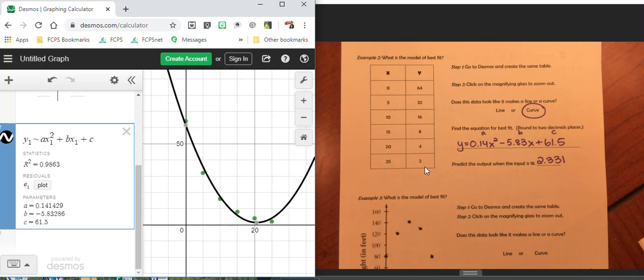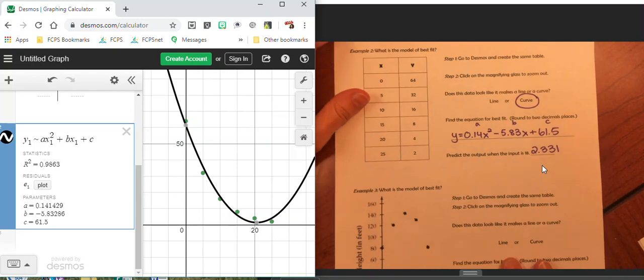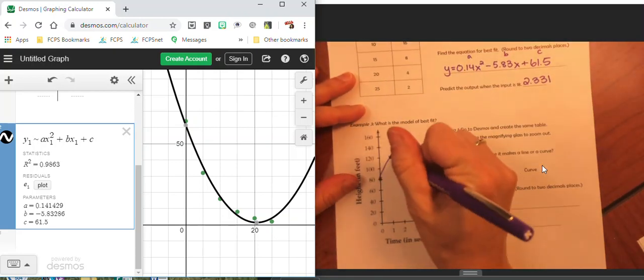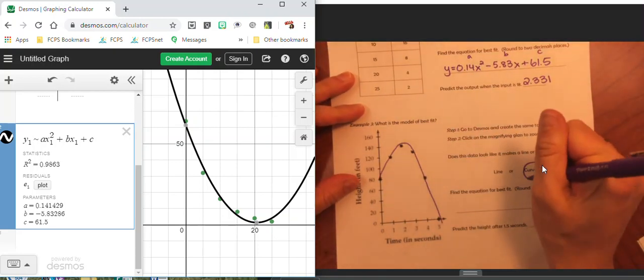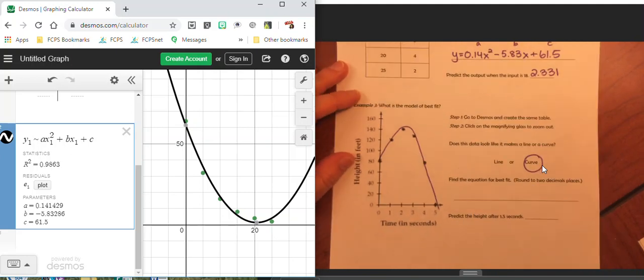So this data set was more appropriately modeled by a curve. We found the equation for the curve of best fit, and we were able to use that curve to make a prediction. Our last model looks like this. You can kind of tell right away that this is going to be some sort of curve, right? So I think it's fair that we can just circle curve right away.